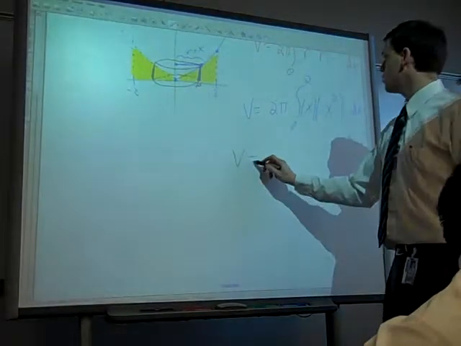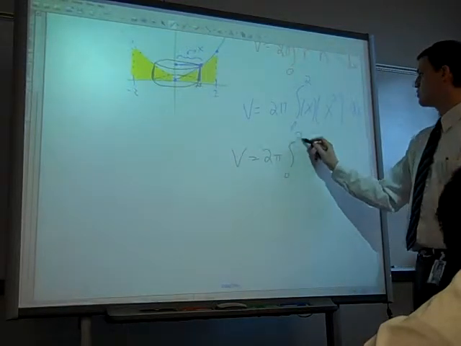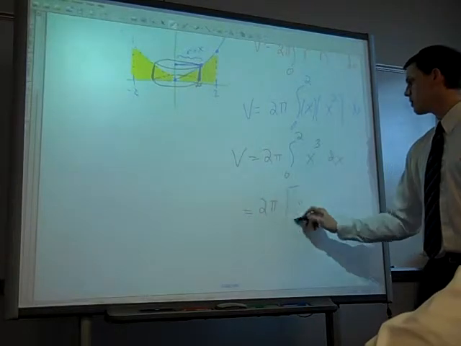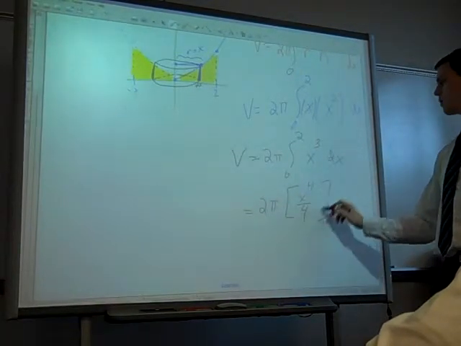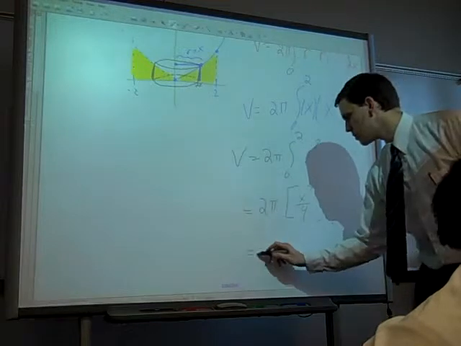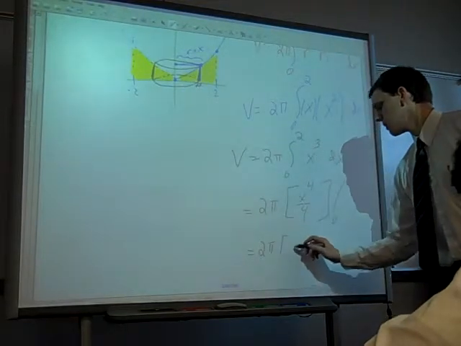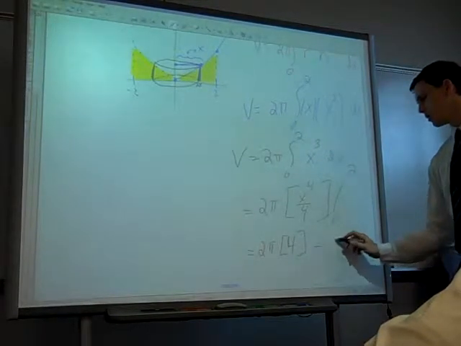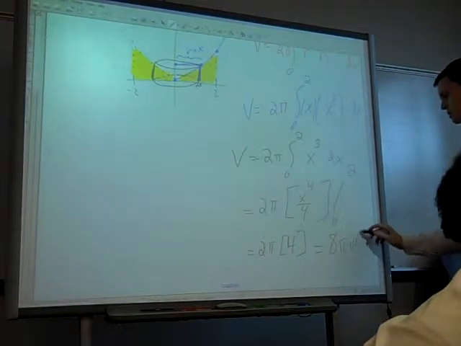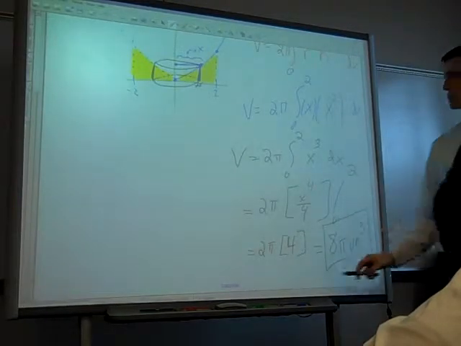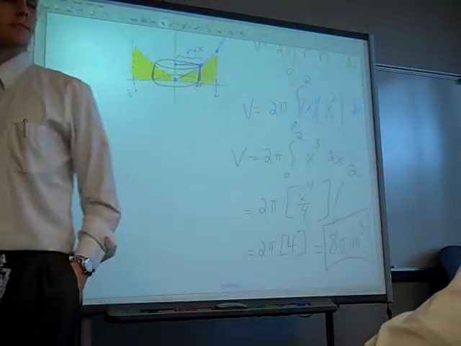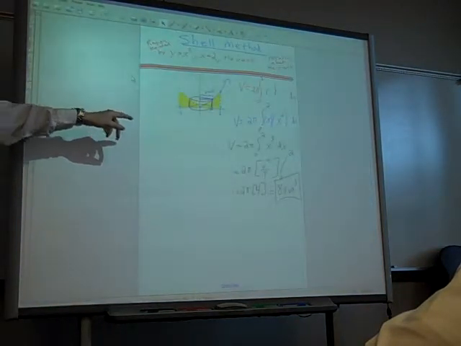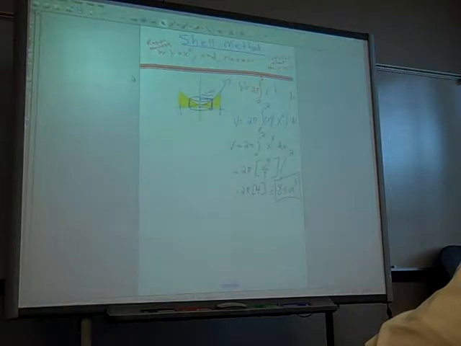So this becomes volume equals 2 pi integral from 0 to 2 of x cubed dx, which is 2 pi times x to the 4th over 4 from 0 to 2. 2 pi times 16 divided by 4 is 4. So that's 8 pi units cubed. That's the easy part. The hard part on these is to set them up.